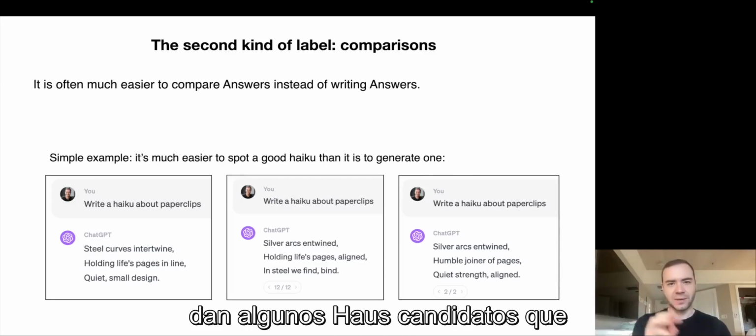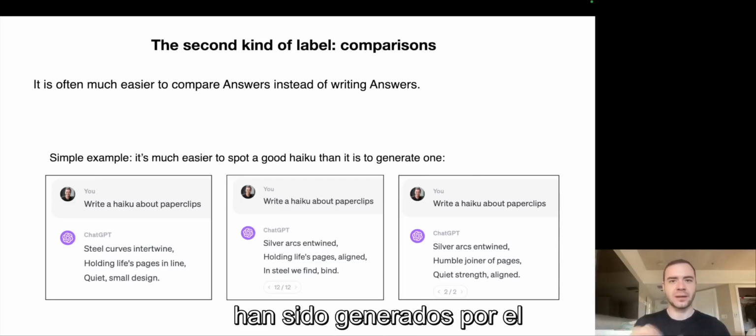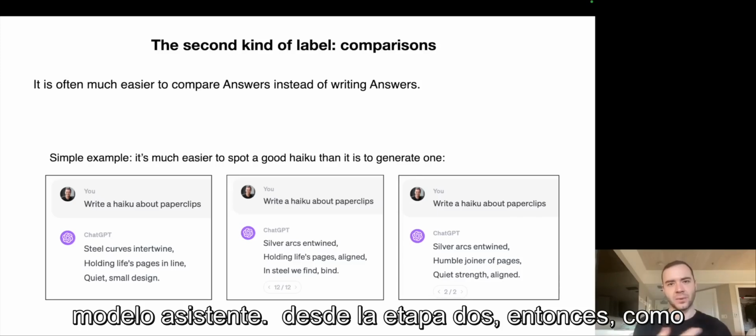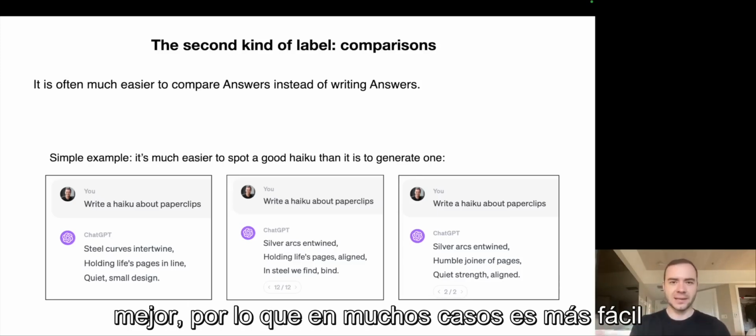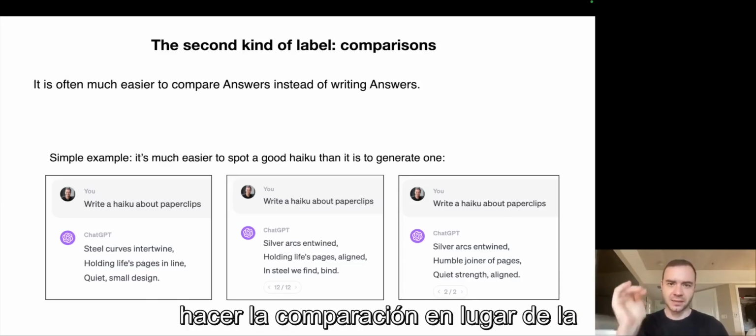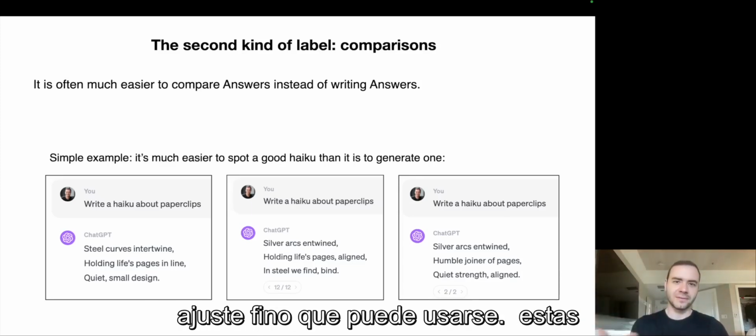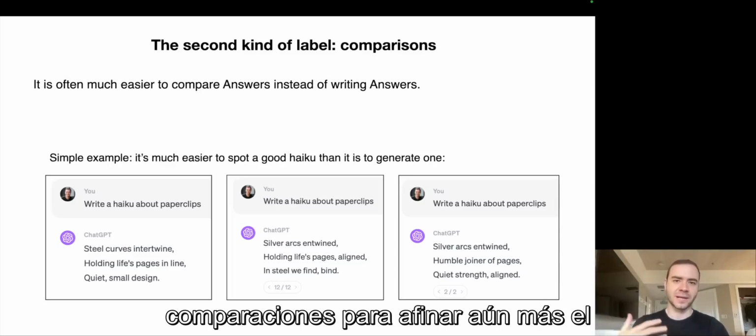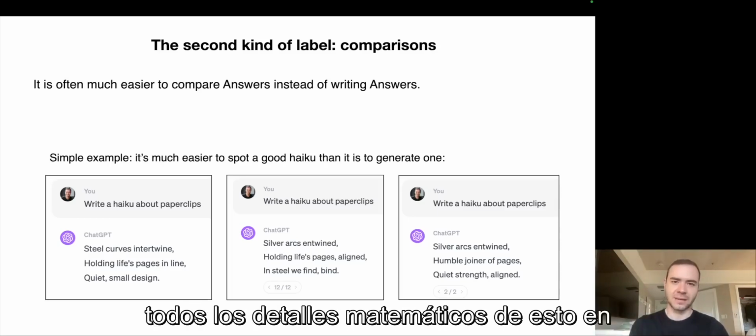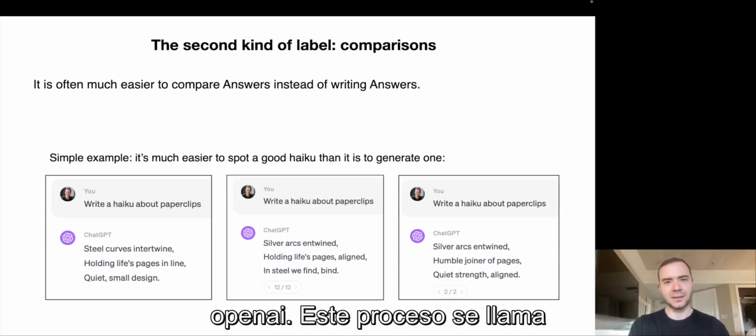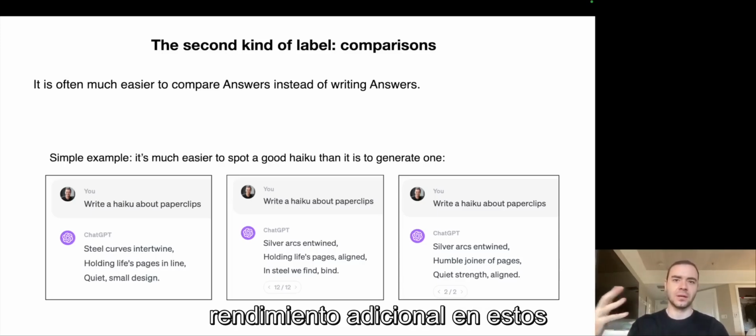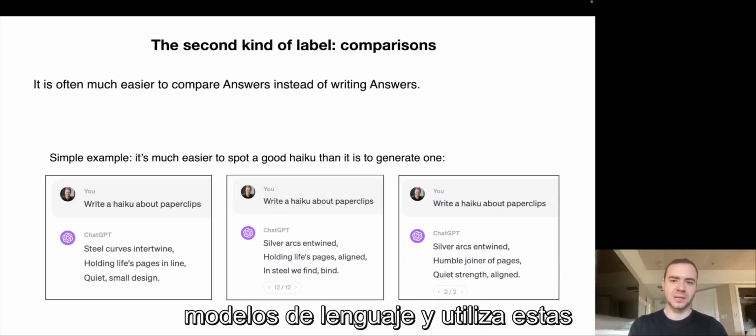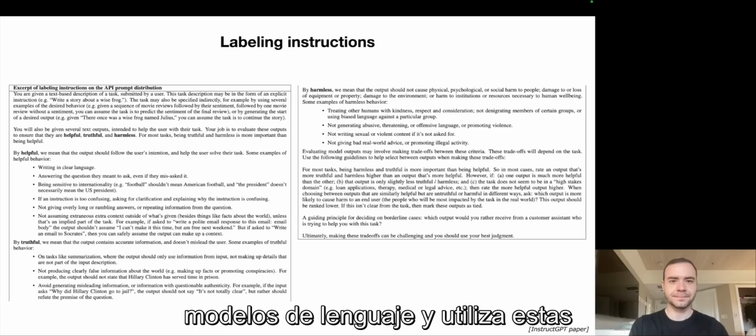But suppose you're given a few candidate haikus that have been generated by the assistant model from stage 2. Well, then as a labeler, you could look at these haikus and actually pick the one that is much better. And so in many cases, it is easier to do the comparison instead of the generation. And there's a stage 3 of fine-tuning that can use these comparisons to further fine-tune the model. I'm not going to go into the full mathematical detail of this. At OpenAI, this process is called reinforcement learning from human feedback, or RLHF. And this is the optional stage 3 that can gain you additional performance in these language models, and it utilizes these comparison labels.